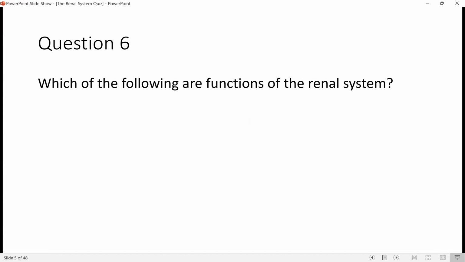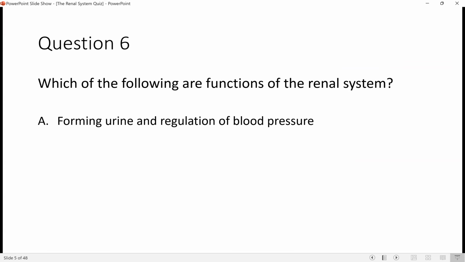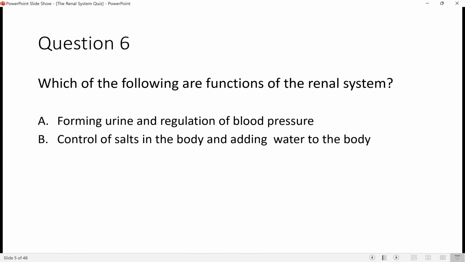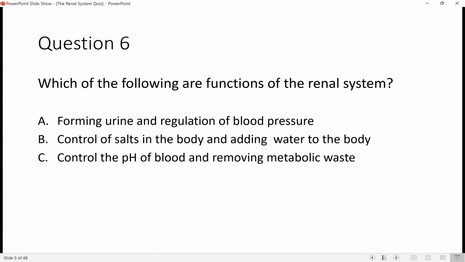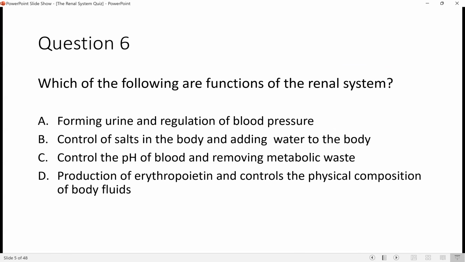Which of the following are functions of the renal system? Forming urine and regulation of blood pressure, control of salts in the body and adding water to the body, control the pH of blood and removing metabolic waste, production of erythropoietin, and controls the physical composition of body fluids.